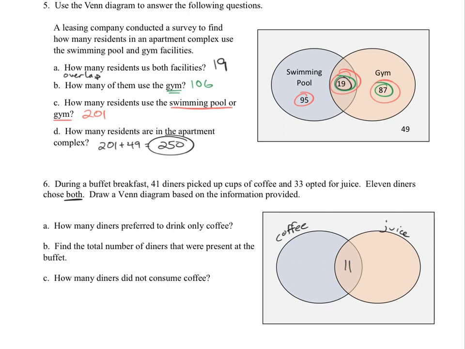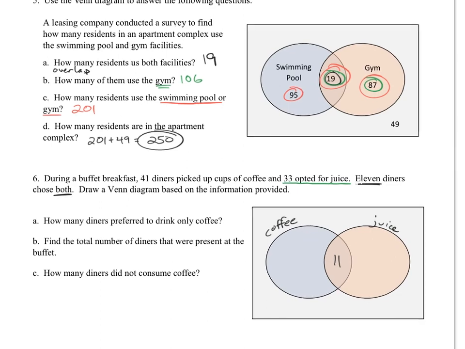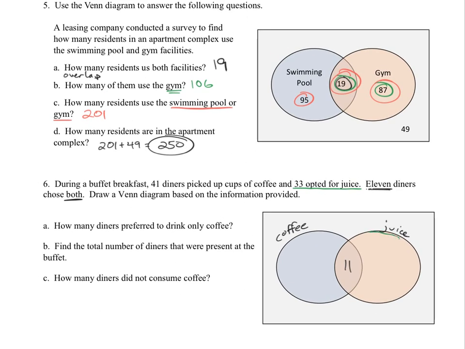Then we can move over to the other options here. We know that 33 people opted for juice. What that means is that the total number of people in the juice bubble should be 33. So this bubble right here. Well, we already have 11 people in this bubble, so to figure out how many people will be not in the overlap, we just have to take these 11 people here away from the 33 that had juice. So 33 minus 11, that would leave us with 22 people who only got juice.